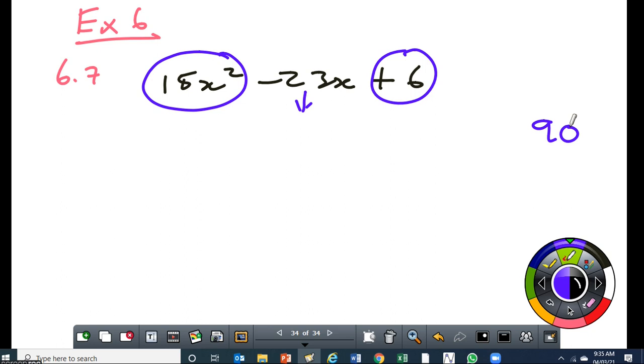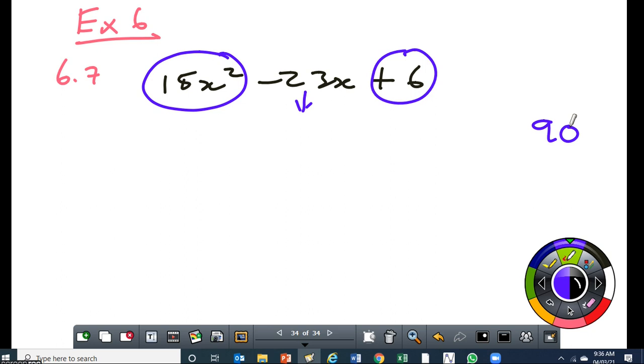The next thing now is very important. Which two factors of 90 are such that if you add them, you will get the coefficient of x, which is minus 23? Can you figure that out? Find two factors of 90 such that if you add them, you will get minus 23.